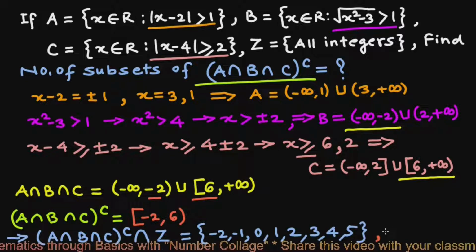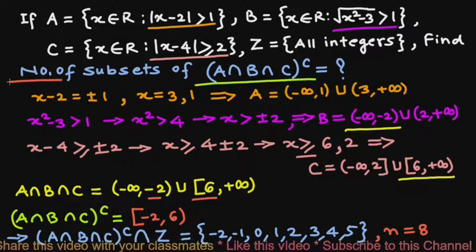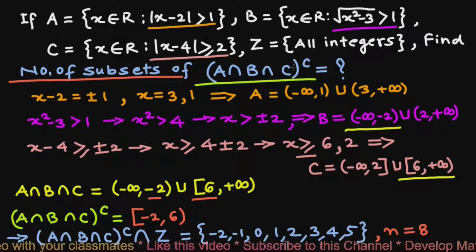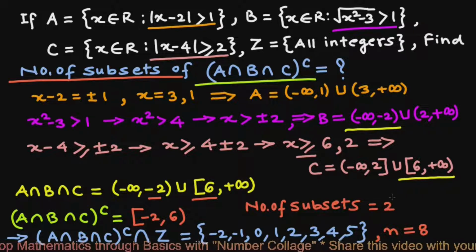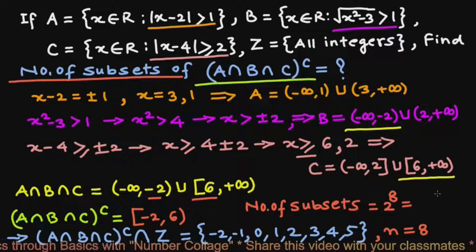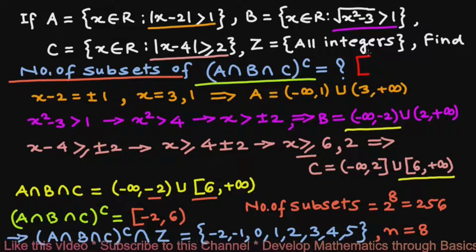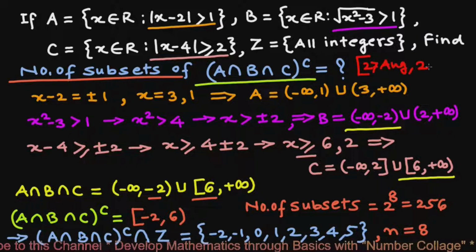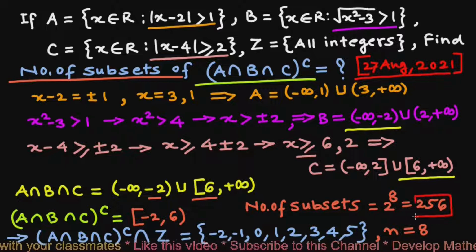Here the number of elements n is 8. So the number of subsets of the complement of A intersection B intersection C will be equal to 2 raised to n, that is 2 raised to 8, which is 256. This question was asked on 27 August 2021. So the correct answer is 256.